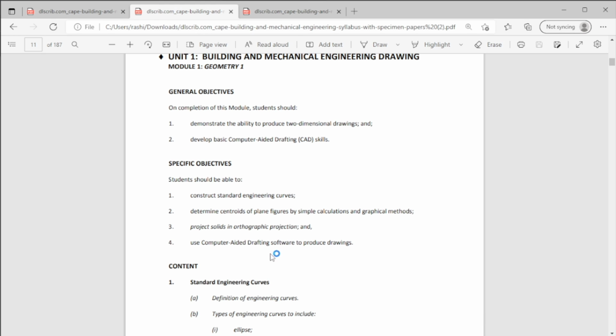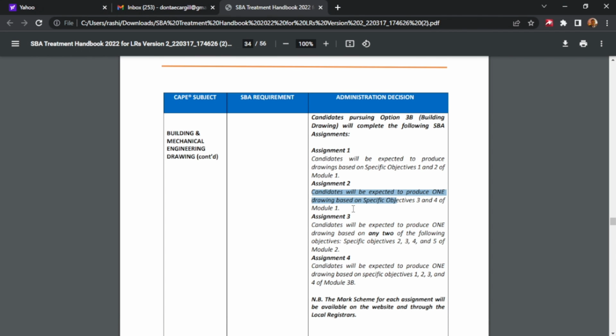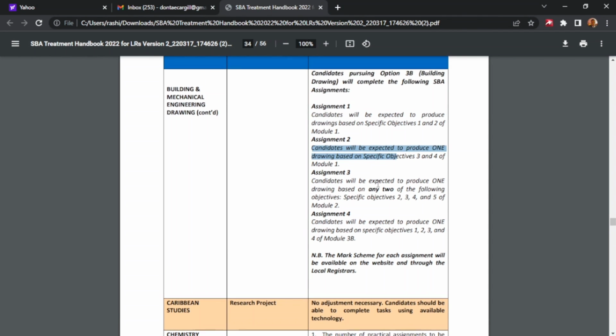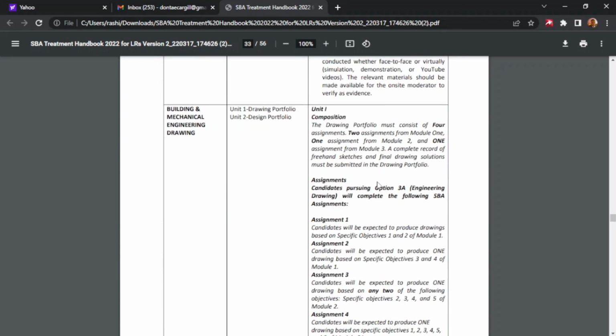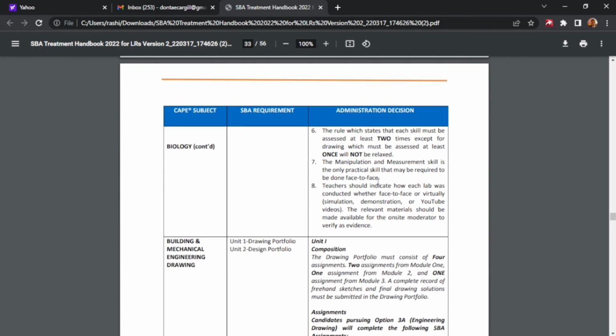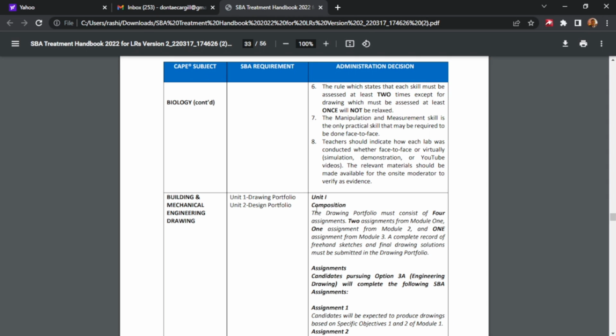In terms of the mark scheme, the SBA is marked out of 120. So in total, we'll go through that as well. So let's look. Here it says, let me see here first. This is the composition. This is what it is: the entire portfolio is composed of.